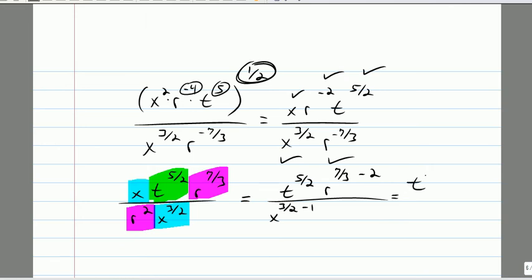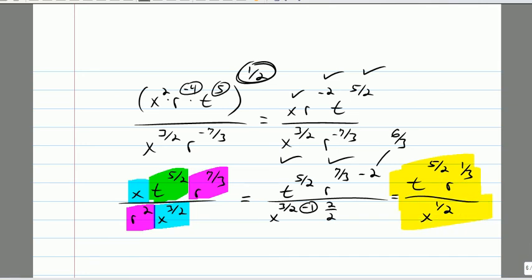We have our t to the 5/2. r, well, 2 in terms of thirds is, what do we got, 6/3? So 7/3 minus 6/3 is 1/3. And on the bottom, 3/2 minus 1, where 1 is 2/2, so 3/2 minus 2/2 is 1/2. So there's our final answer.